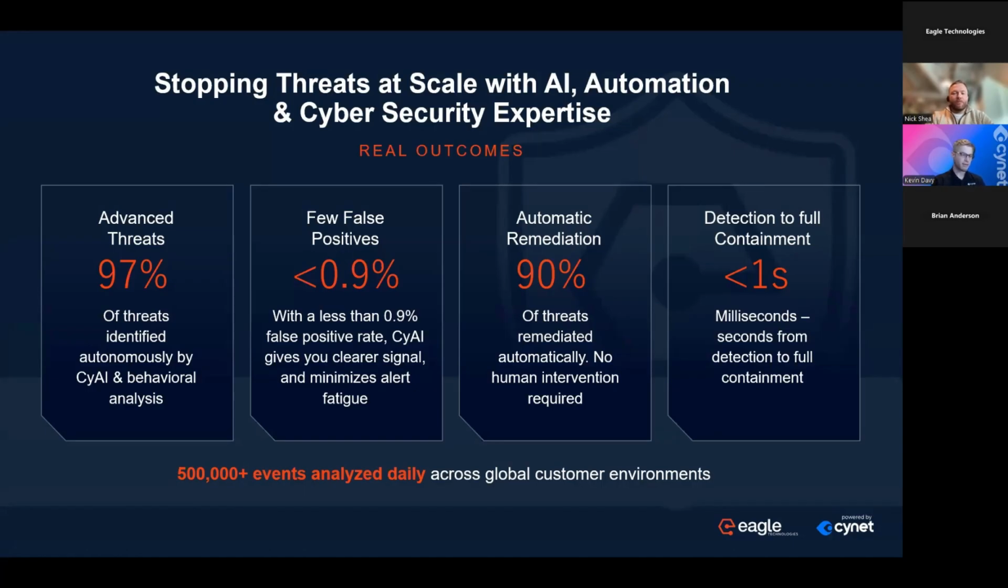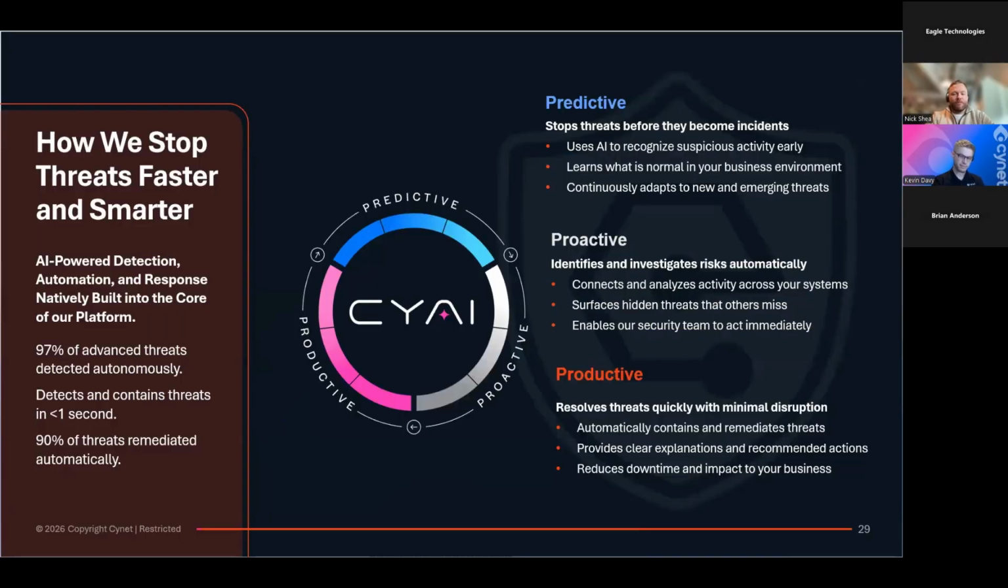So 97% of threats are identified autonomously by AI. We got this 0.9% false positive rate. 90% of attacks are automatically remediated. Lots of really quick, fast stats. But our main advantage that we have at Cynet is AI, right? This is what we have really created. It's a proprietary AI that we've designed.